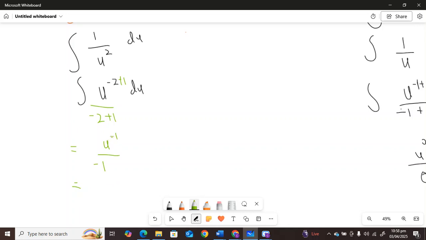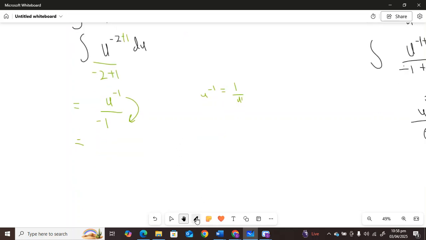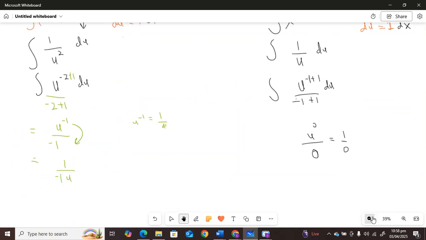Okay. So this u to the power negative 1, it comes down here. Okay. Because remember, u to the power negative 1 equals 1 over u to the power 1. Okay. So in our numerator, we have a 1 over negative 1 u. This u to the power negative 1, according to the laws of indices, let me actually bring the laws of indices because they're on this board here first. Okay, let me just bring the laws of indices.